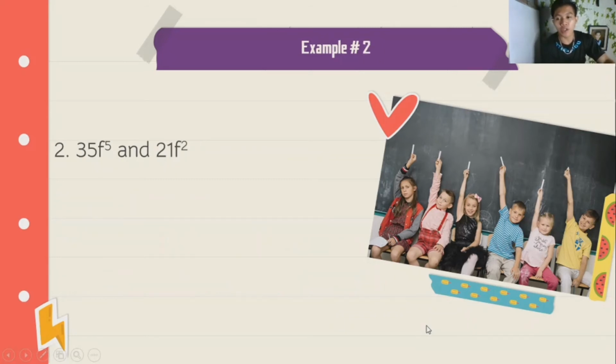Next tayo. 35f raised to 5 and 31f raised to 2. Okay? So, unahin natin si 35f.